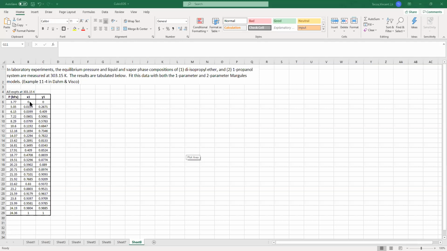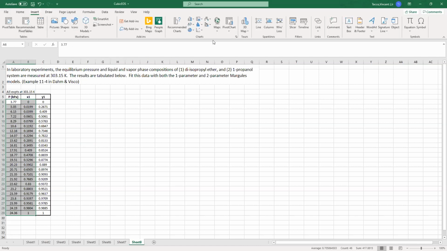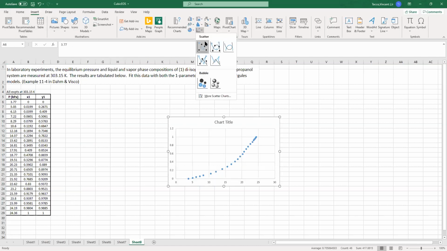As you can see, it goes from 0 to 1 for both x and y, and it gives me the equilibrium pressure. First thing I'm going to do, which the textbook actually does not do, is plot this data. I want to highlight that I'm going to show you all of my steps and minimize the amount of skipping steps that I do, which may make it a little bit longer, but hopefully it'll be more informative.